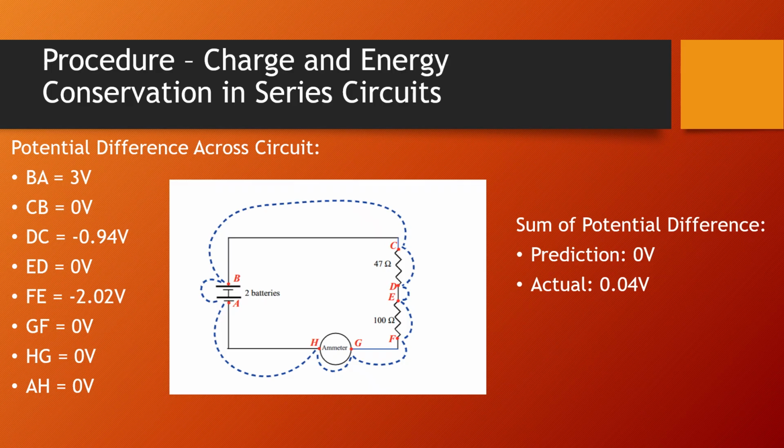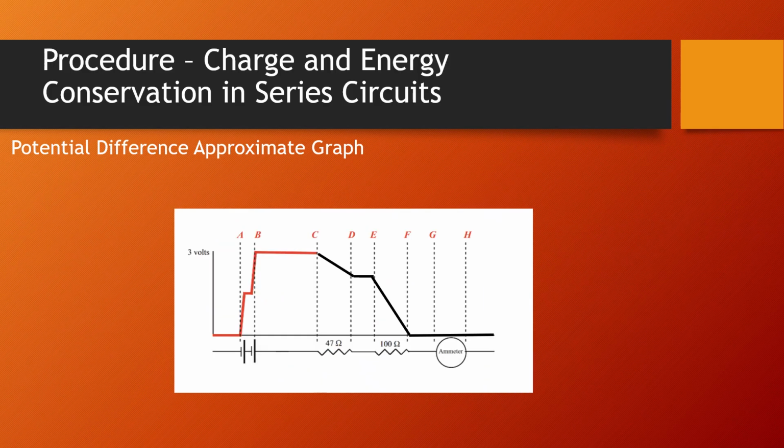For the sum of the potential differences, my prediction was 0 volts, and the actual was 0.04 volts. Theoretically it should be 0 volts, but in real life we're not always super accurate, but we were pretty close. This is the approximate potential difference graph that I created. The first bit in red was already done for me, and the rest I created. As you can see, when it hits the resistors, it has a steady decline, then it flattens at 0, and then it starts the circuit again.